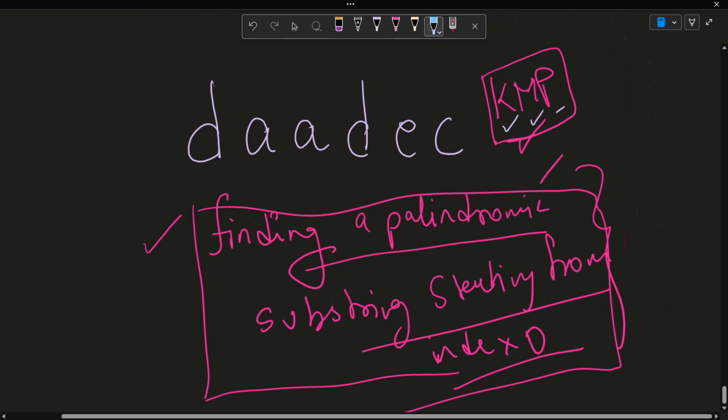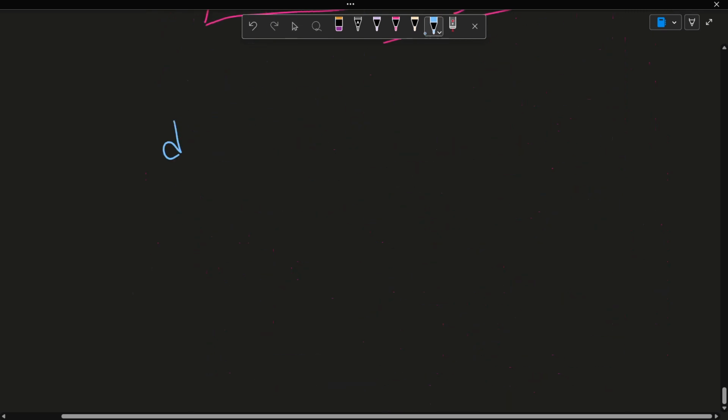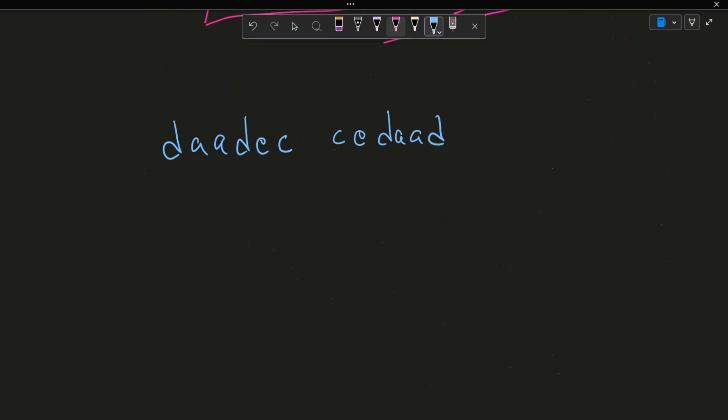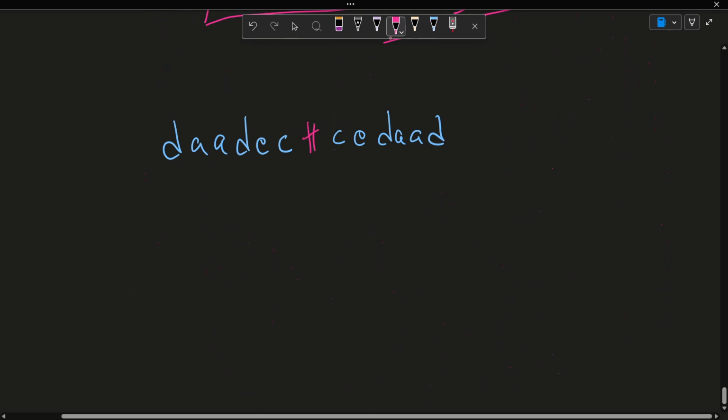So given this example itself, DAADENC, what I would do is reverse the string and append it to the original string. One more thing, what you would require is a separator in between, to separate these two parts. Given in the question that the words have only lowercase characters, so any character other than a lowercase character can be used as a separator. Now we will discuss why we need a separator, but before that let's discuss the idea first, why we are doing what we are doing.